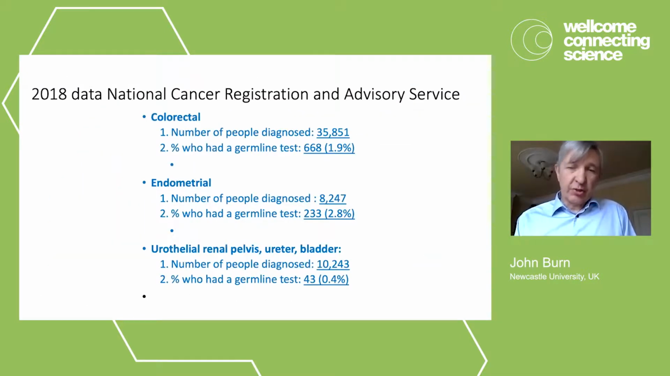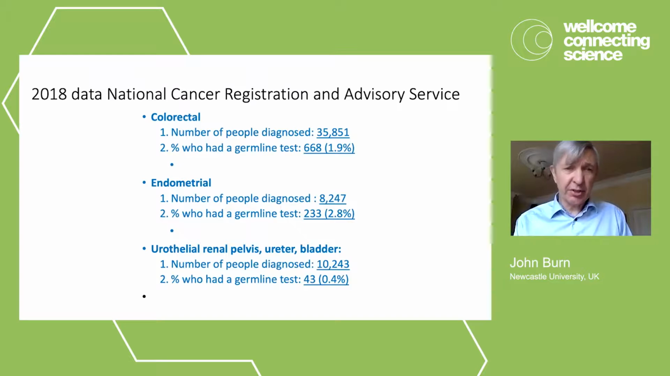So here's some of the data that we'll be reporting back to Bowel Cancer UK. For example, on colorectal cancers in 2018, there were 35,851 colorectal cancers, of which 1.9% were subjected to a germline test for Lynch syndrome. Well, clearly a good deal less than we'd like, because we know that about 3% of them will be Lynch syndrome. And to find those 3%, we should be testing about 9%.